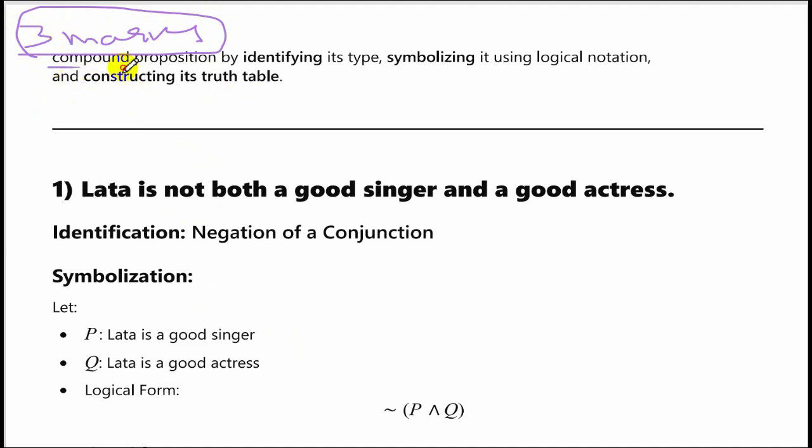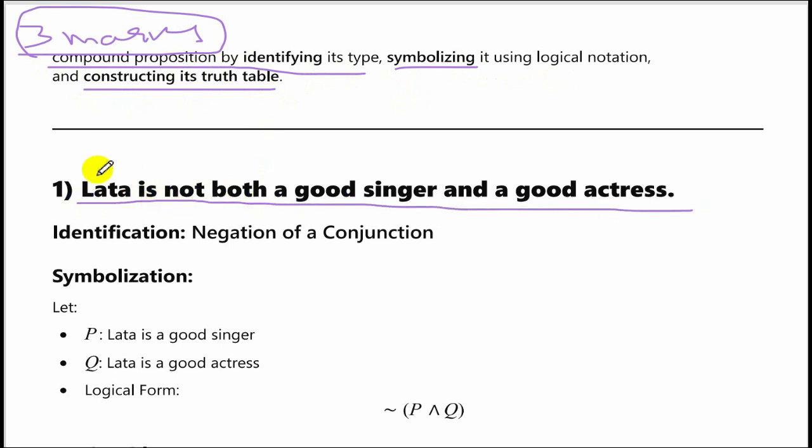Okay, so here same thing, we have to identify the compound proposition, symbolize it, and construct its truth table. Okay, Lata is not both a good singer and a good actress. So Lata is a good singer. First you have to write like that, because when we are symbolizing it, we will always state it in a positive manner.